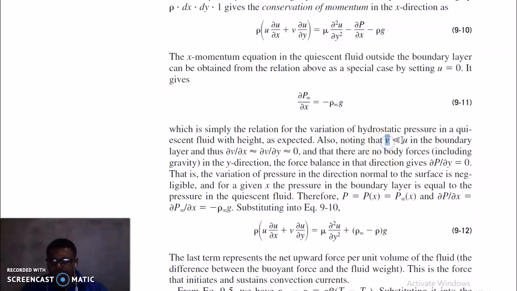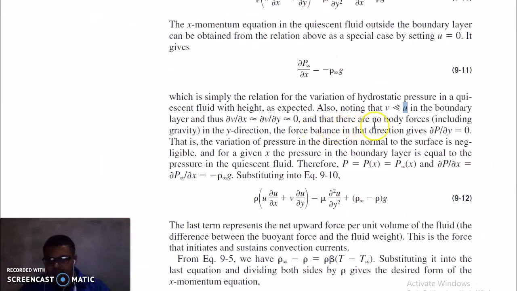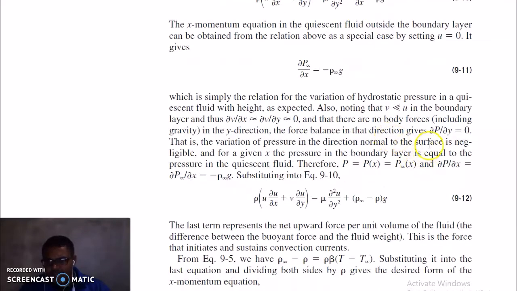We know v is much less than u. So the velocity in the y direction is much less compared to the velocity in the u direction, and there is no body force including gravity in the y direction, because the gravity force is acting in the x direction only. So these terms will be 0, and since we are talking about the y direction, this term will also be 0, and if there is no gravity force, this term is 0. You will get this equation, which is ∂p/∂y = 0.